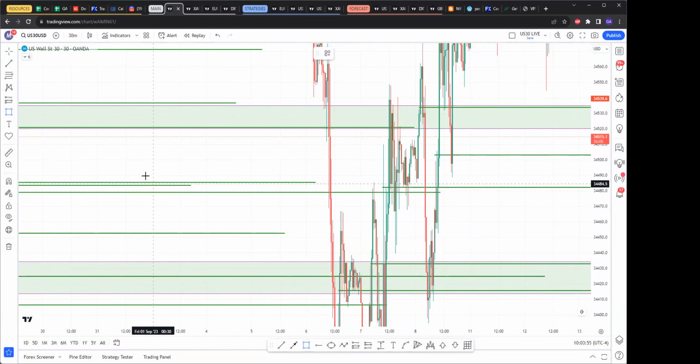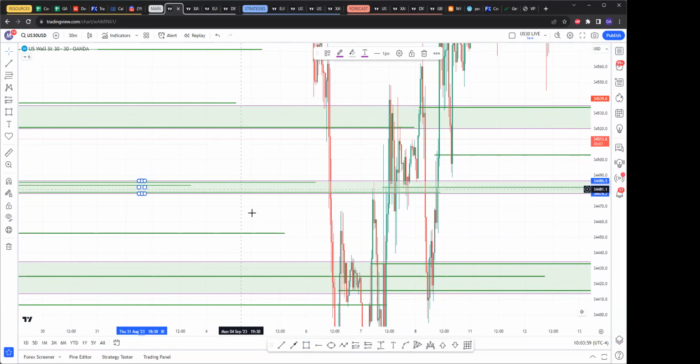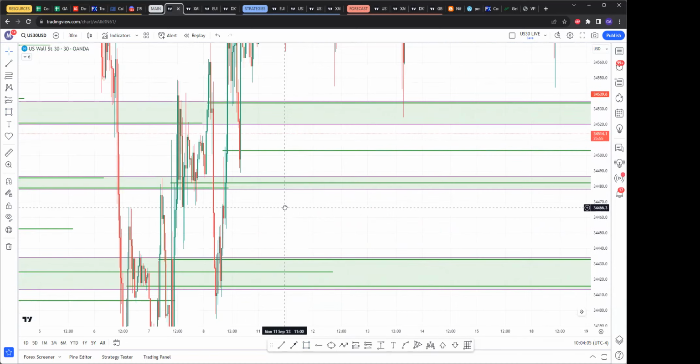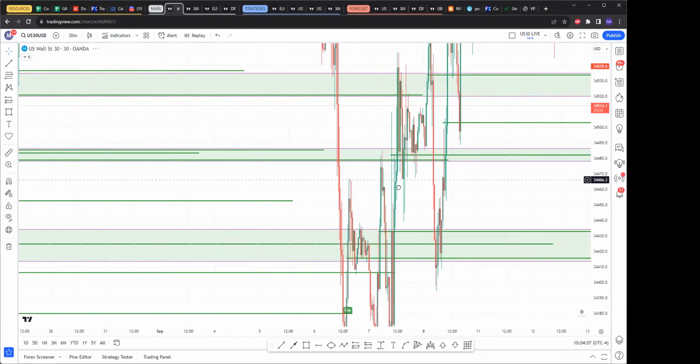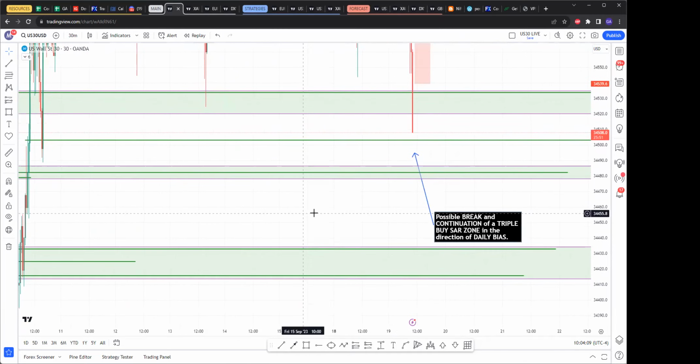Would rather be this one, because this top one is 485 and the bottom one is 479. So that's a 6 pip zone, which is nice for 30 minutes. All right.